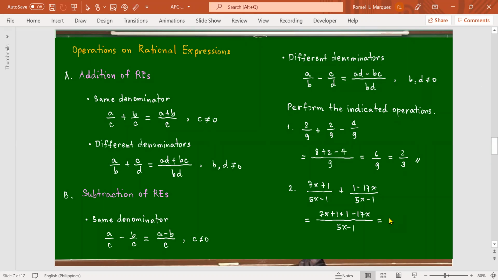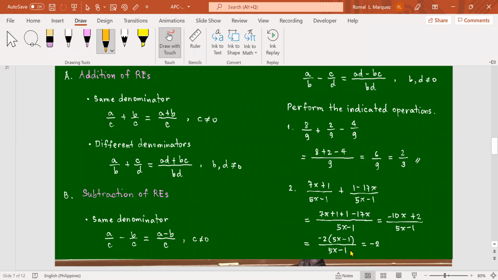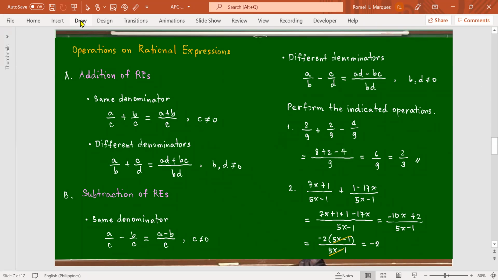7x minus 17x is negative 10x. 1 plus 1 is positive 2. Correct, children? But I can still simplify this, no? Factoring out negative 2 to get the remaining factor, 5x minus 1, all over 5x minus 1. And getting simply negative 2. Is that clear, guys? So this is canceled out. Of course, we assume that no denominator is 0.